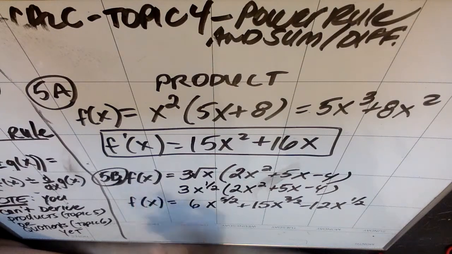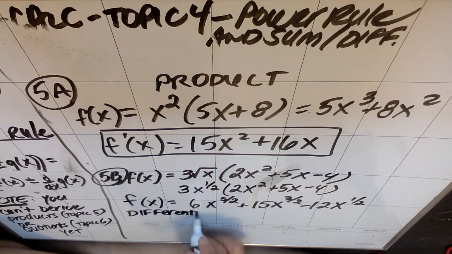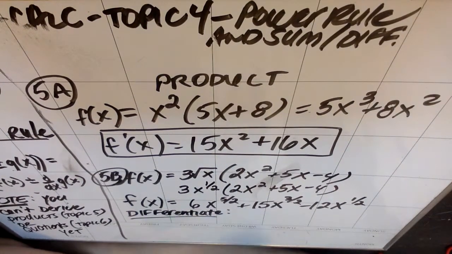So I didn't mean to put a prime. My bad. Sometimes we do that by accident. Didn't derive yet, right? So now I'm going to differentiate, right? I did not mean to put a prime up there. My bad. Sometimes those things happen.